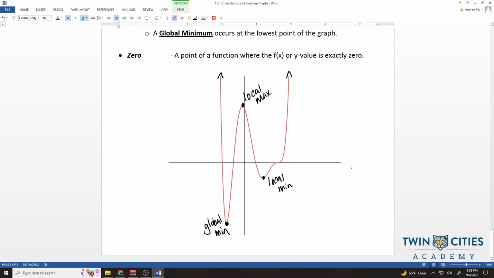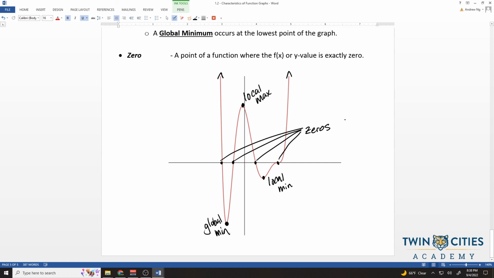Lastly, where are my zeros? My zeros occur when I hit the x-axis. That's when the f of x or the y value is exactly 0. So I've got a 0 here, a 0 here, a 0 here, and a 0 here. So all of these are zeros.